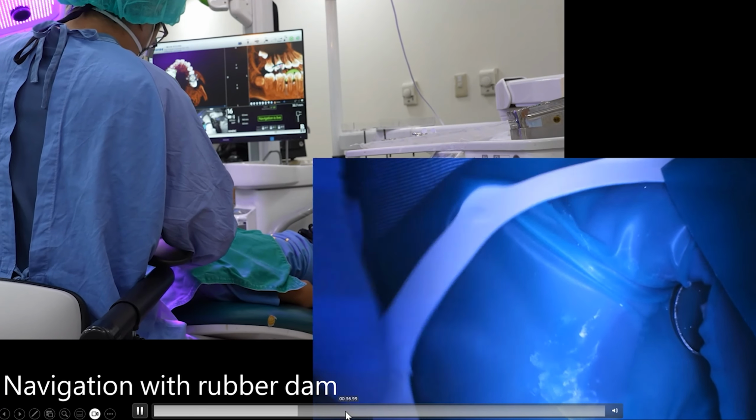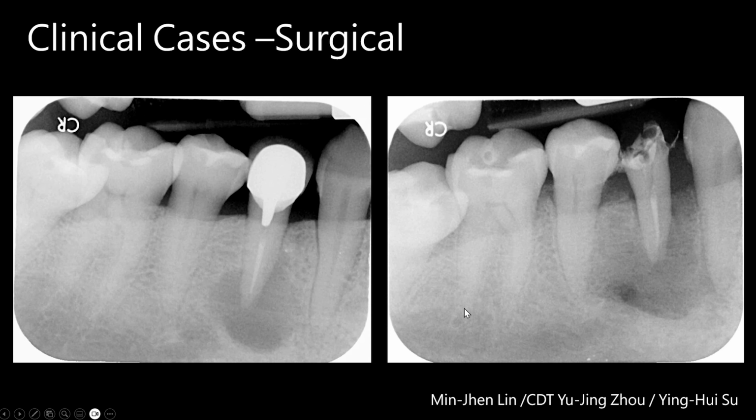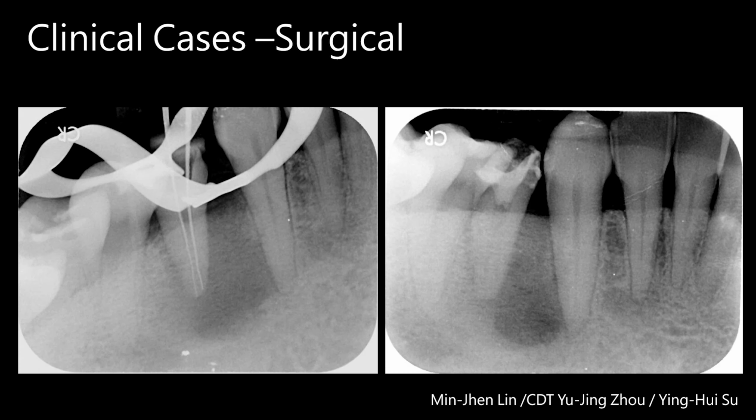Okay, we go on, and we get to the fourth case of this. We use the 3D guide for locating the apical area, which means it's apical surgery. This is the case. Obviously, it's not a very long post, and this patient had symptoms. So we decided to do the retreatment first. We removed the crown, removed the post, and did the root canal treatment. And of course, we found a missing canal here. It's a two-canal lower premolar.